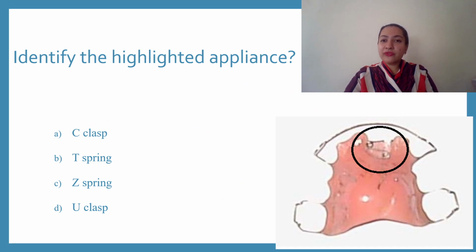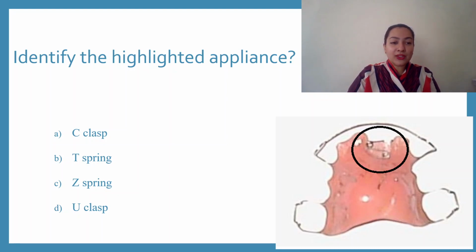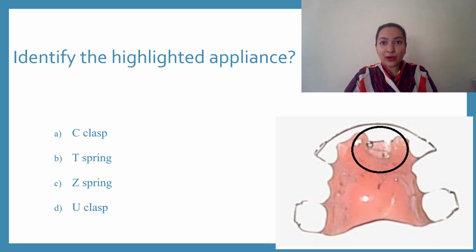The first question which we have is identify the highlighted appliance. So here you can see that a removable appliance is given and there's an appliance which is highlighted in black. So you have to identify that appliance. Okay, so whether it is a C-clasp. No, it is not a C-clasp. We all know how a C-clasp is there and it engages into the embrasure area.